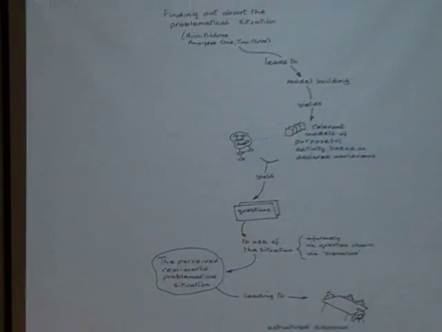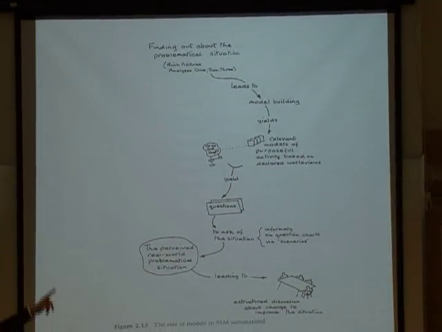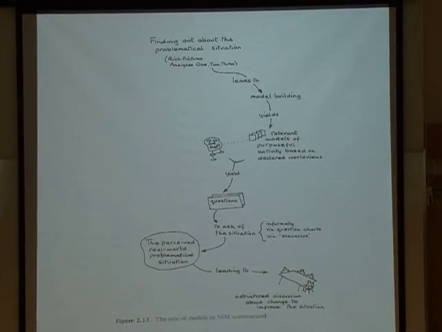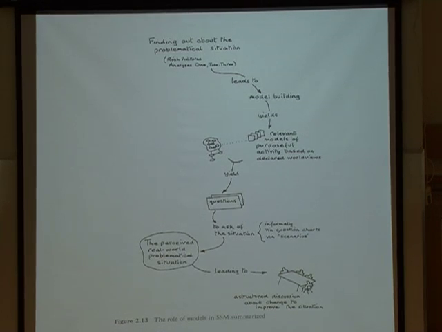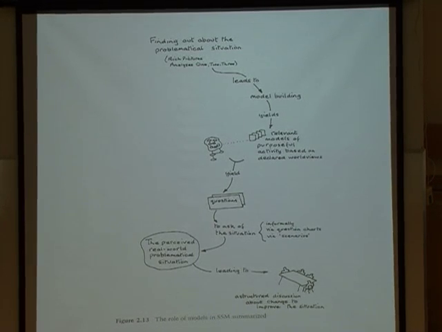Another nice diagram, finding out about the problematical situation. The first phase of this is sitting at the top, in which you can use these pictures. Analysis 1, 2, 3. You can formulate that leads to model building with all the arrows. And you see that there are 4 models represented as sheets of paper. Those are the formal purposeful activity models. Relevant models of purposeful activity based on declared worldviews.